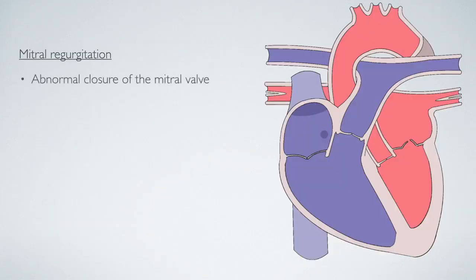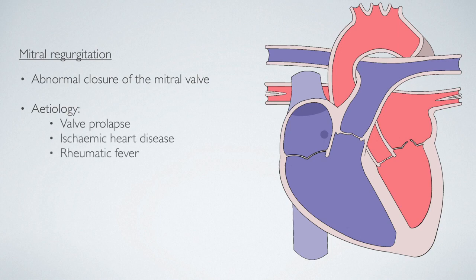Mitral regurgitation is caused by abnormal closure of the mitral valve, and this can be due to a number of reasons, including mitral prolapse, ischemic heart disease, rheumatic fever, and infective endocarditis. The clinical history will usually include dyspnea and fatigue.